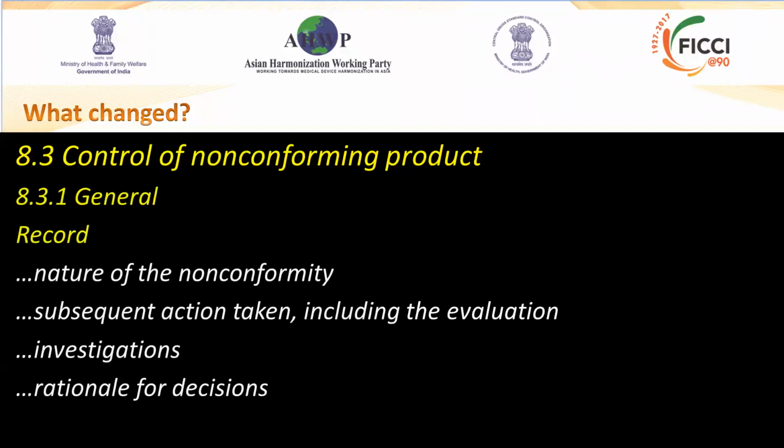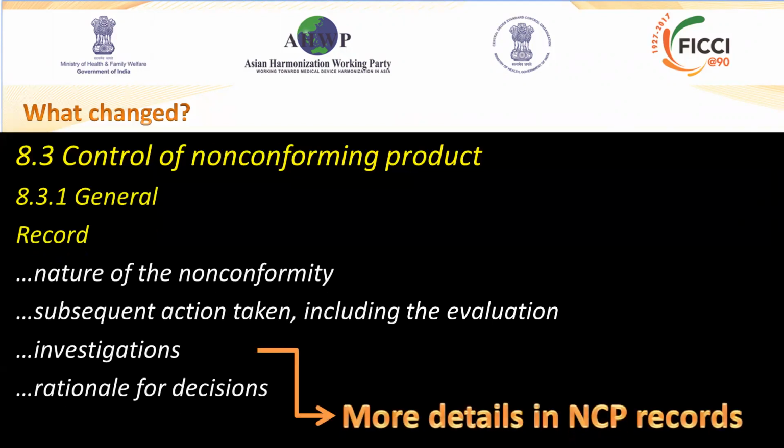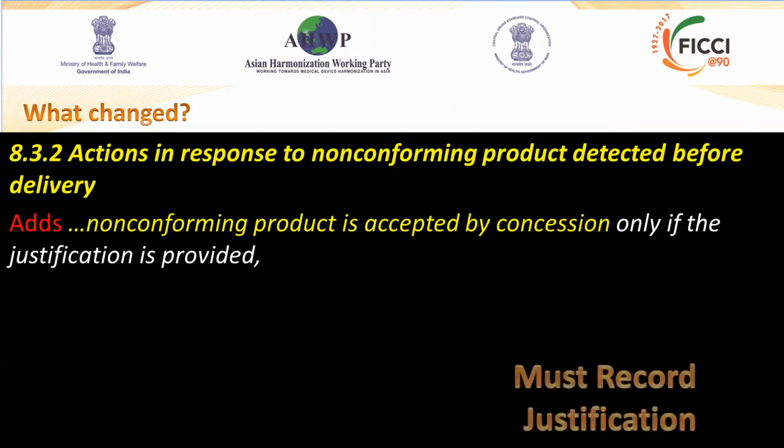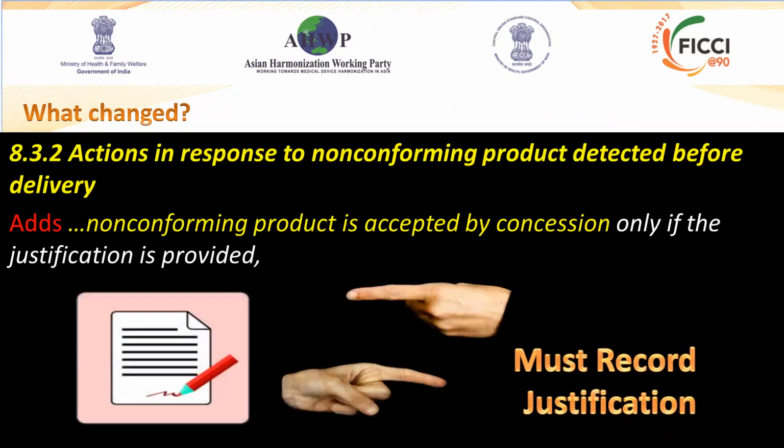Control of nonconforming product also needs to record the nature of the nonconformity, subsequent actions taken, including the evaluations, investigations, and rationale for the decisions. And it adds nonconforming product is accepted by concession only if justification is provided. So again, we're seeing the fingerprints of the regulators. They want to see more information on those records. They want to know who is doing what, who is allowing something to be sold when it was originally considered to be non-conforming.